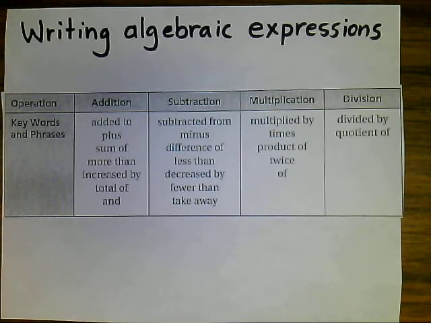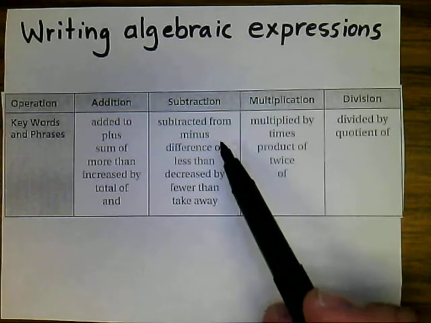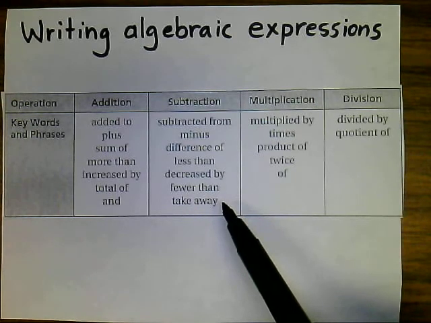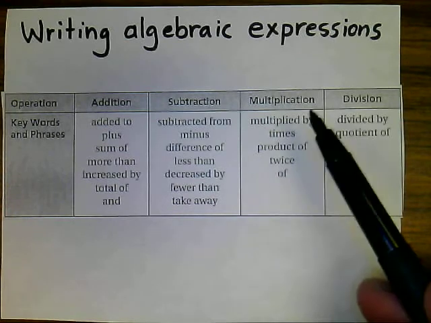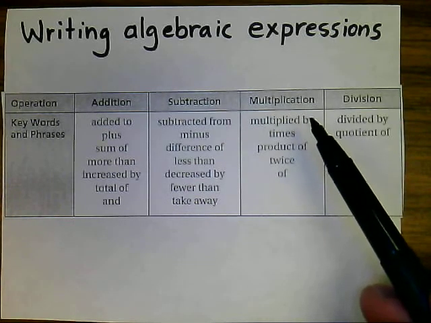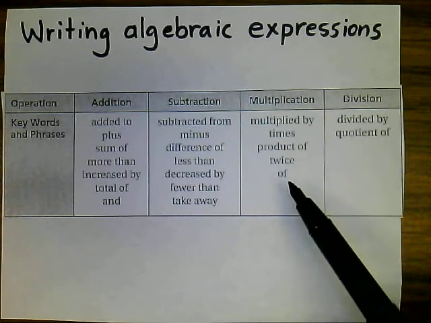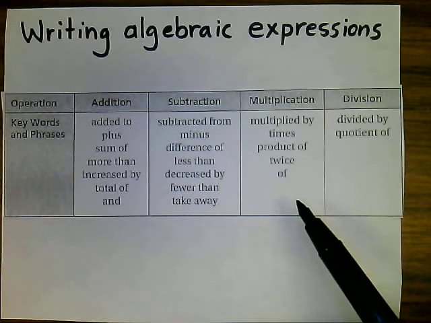It's important to know some key vocabulary for addition: added to, plus, sum of, more than, increased by, total of, and these all mean that you're adding. Subtraction: subtracted from, minus, difference of, less than, decreased by, fewer than, take away. These are all key phrases that you should become familiar with and relate to subtraction. Multiplication, these are more obvious: multiplied by, times, product of, twice, of. These are all indications of multiplication.